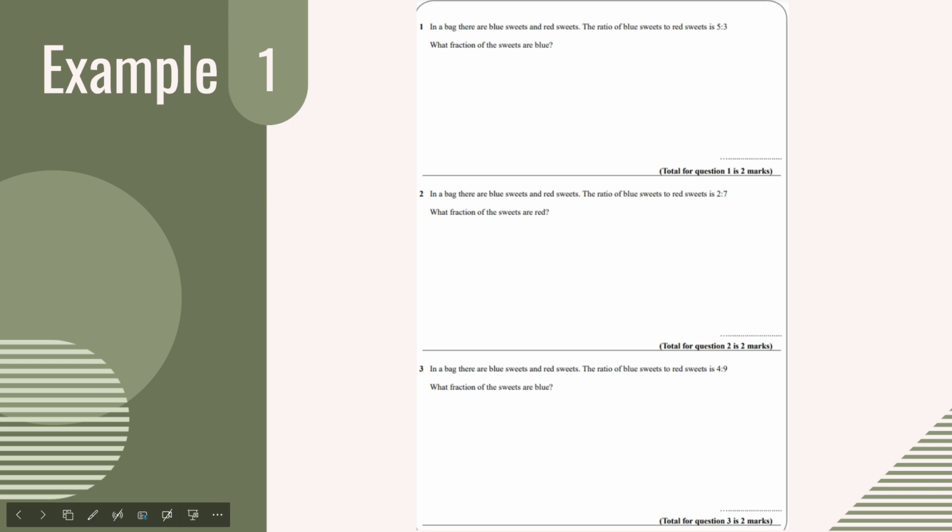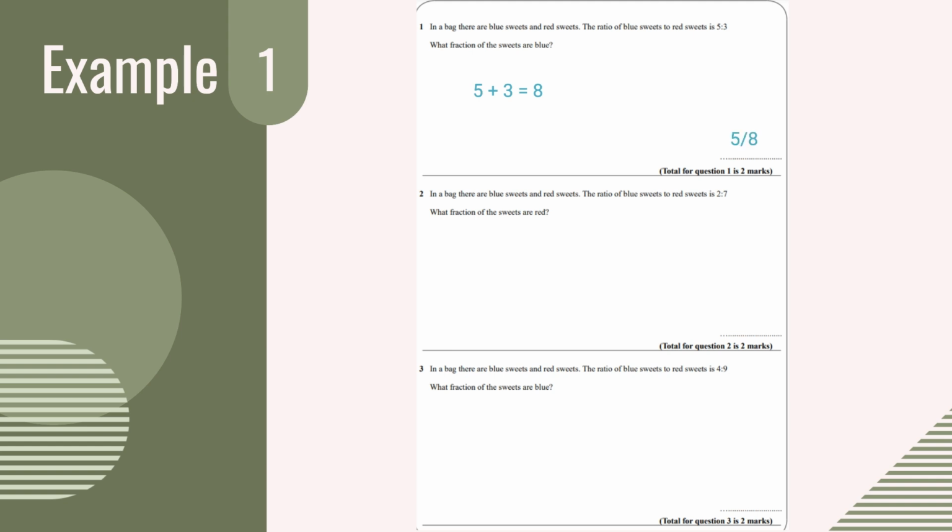So, in our first question, in a bag there are blue and red sweets. The ratio of blue sweets to red sweets is 5 to 3. What fraction of the sweets are blue? So first we do 5 plus 3 equals 8, and then we look at our ratio and we see 5 is the value of blue. So simply 5 over 8.